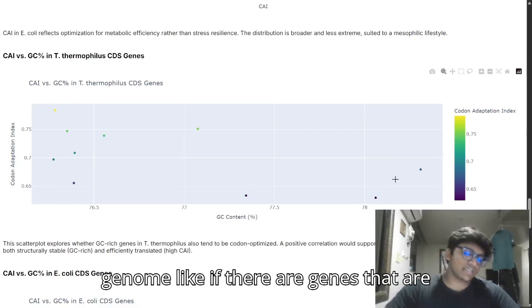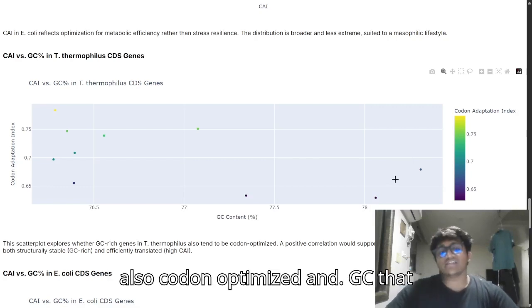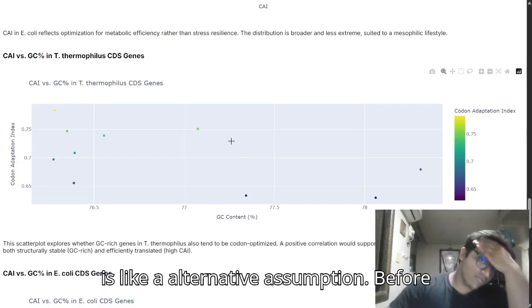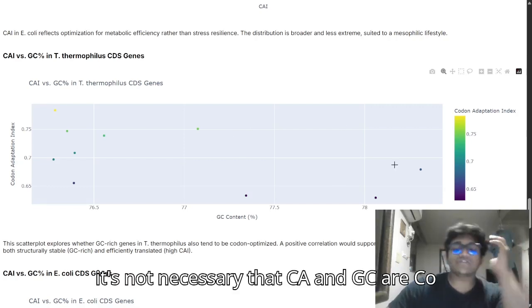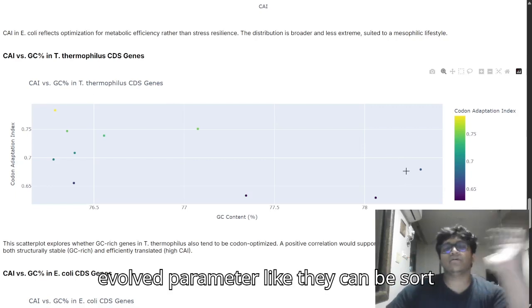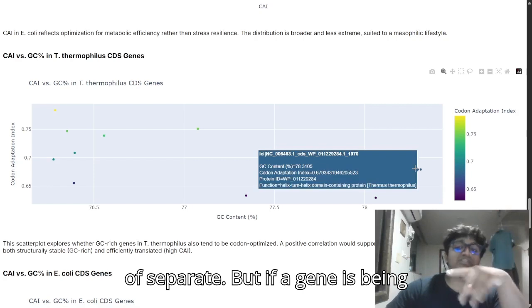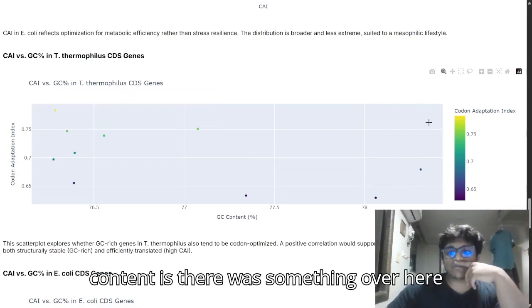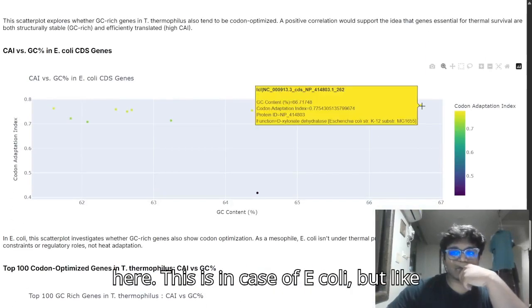Like if there are genes that are also codon optimized and GC rich, that is an alternative assumption to make. Before, when I was talking about it, I said that it's not necessary that CAI and GC are co-evolved parameters; they can be sort of separate. But if a gene is being preferred by both, like GC content, as you can see over here.